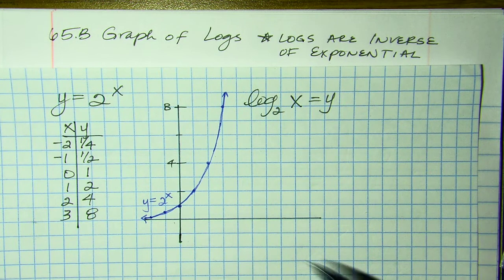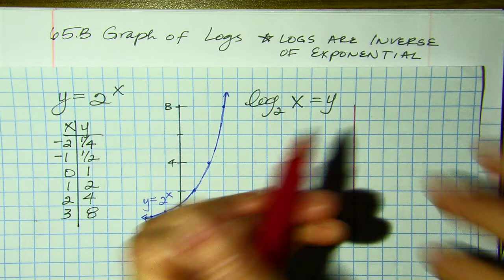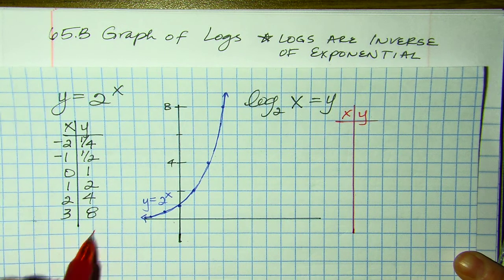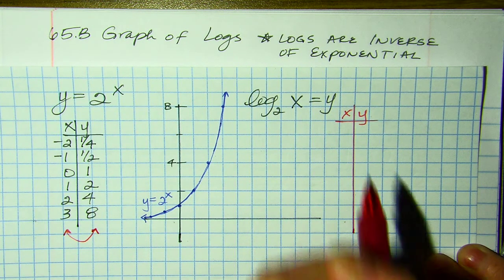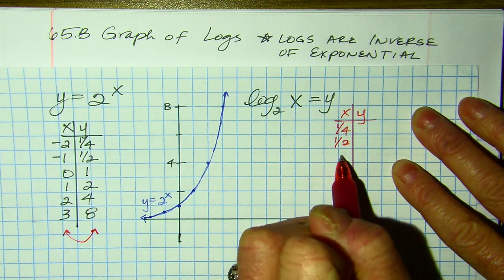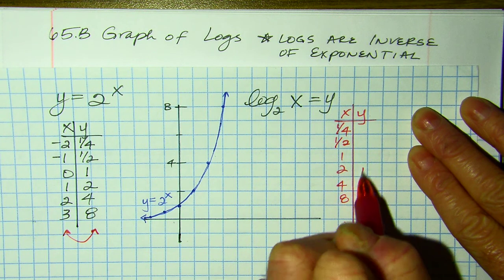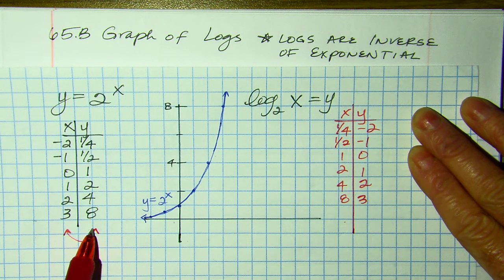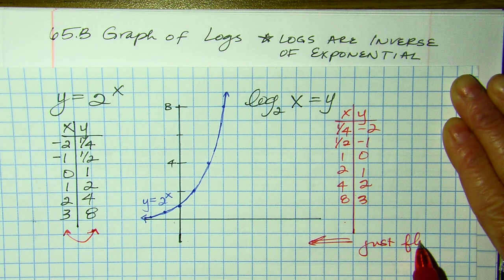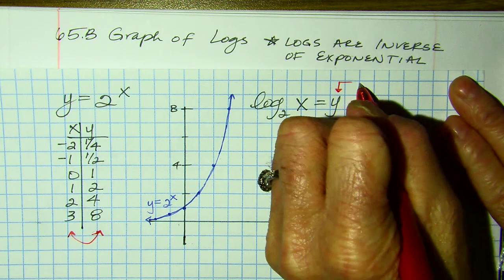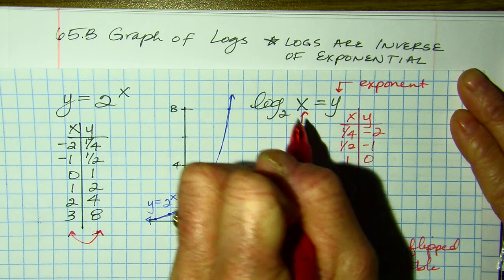Now, if they are inverses, they're going to be reflections of each other, but you'll see that in a second. So now I'm going to do the log base 2. And I'm going to take this table and I'm going to flip it. 1/4, 1/2, 1, 2, 4, 8. And then I'm going to write the y values over, or the x values over here. So I literally just flipped the exponential table, because this right here is now the exponent, and this right here is the answer.